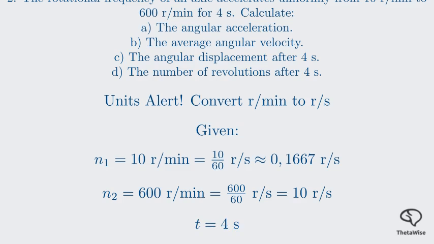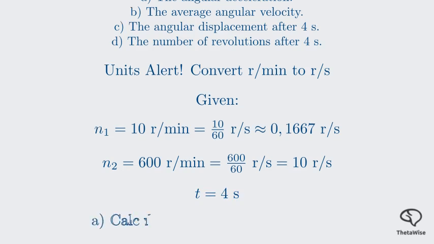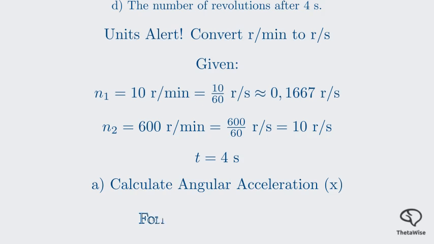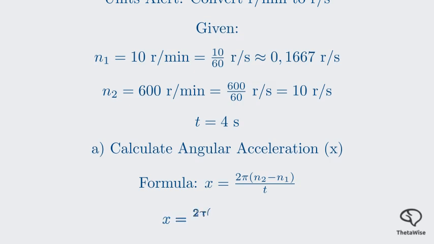Let's solve part A, the angular acceleration. We need to find alpha. To find angular acceleration, we can use a formula that relates acceleration, frequency, and time. The formula is alpha equals 2 pi times the quantity N2 minus N1, all divided by time T. Let's substitute our converted values and pi. Plugging in the numbers, we have 2 times 3.142 times the quantity 10 minus 0.16667, all over 4.